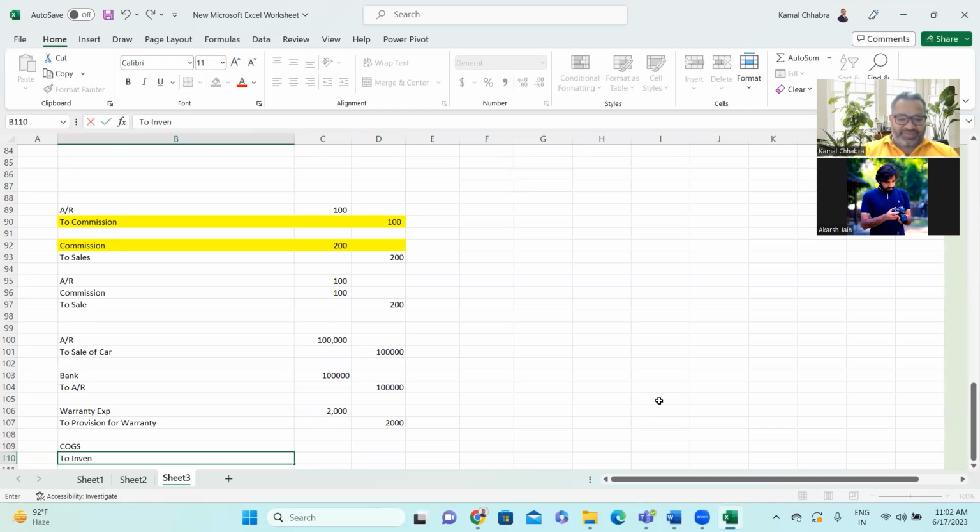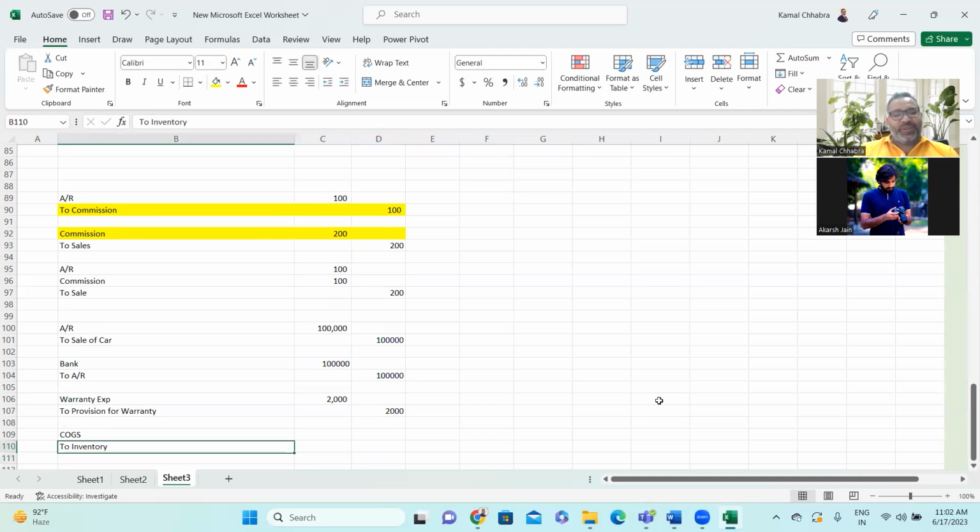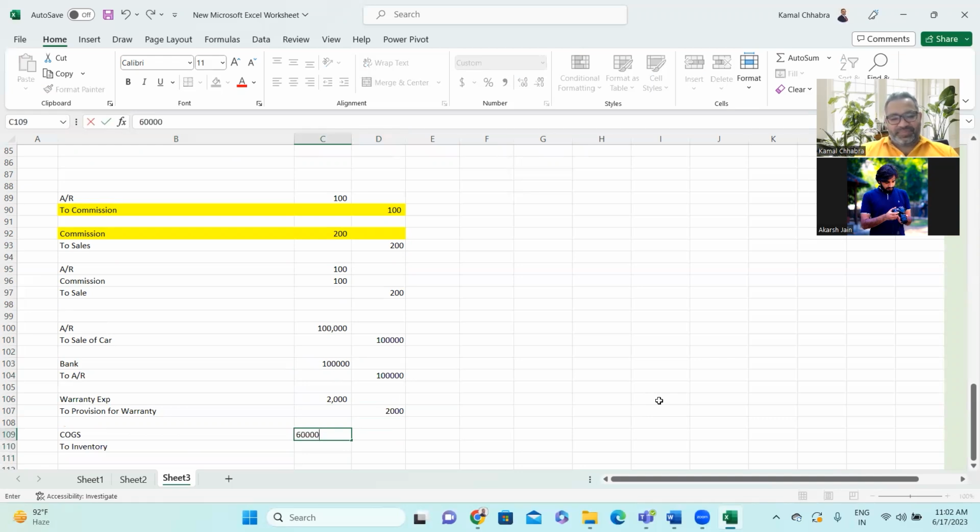अच्छा, कॉग्स भी तो रिकॉग्नाइज करेंगे. Who will book this entry? कॉग्स डेबिट टू इन्वेंटरी. यस. अच्छा मेरे को बट ये पता बताया ही नहीं सर आपने कि ये स्टॉक ही बेच रहे हो आप. कार स्टॉक है आपका.